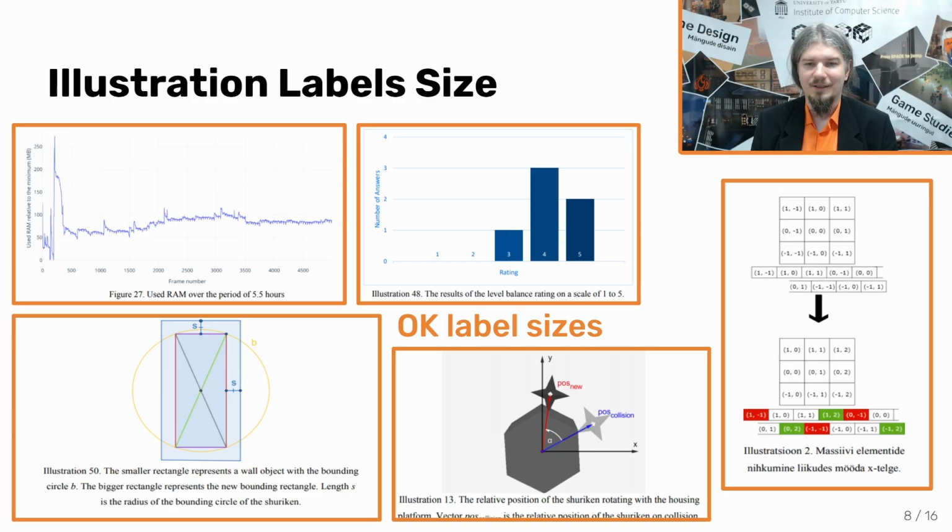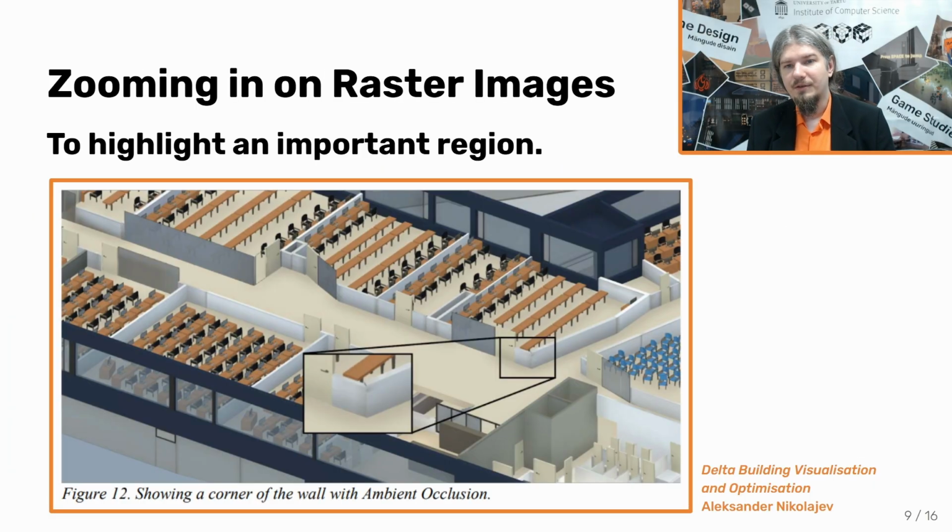it's difficult to read your illustration. Now what else you can do with illustrations is, if you have raster images, you can zoom in on a raster image to highlight an important region. So here's a very good example of this. We have the overall view of the delta building in this delta building visualization project, and the student included ambient occlusion. And we can see this overall building, but it's not very obvious where the ambient occlusion is if we don't know what to look for.